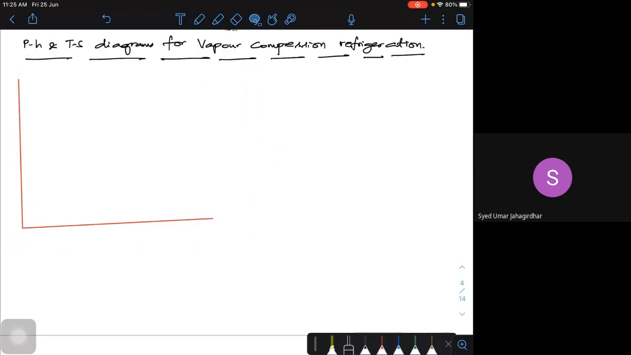Okay, let's have the pressure on the y-axis and enthalpy on the x-axis. This is what it is. And here I do have a dome. The dome will be something like this, because I am trying to deal with some kind of a refrigerant, which is also a substance. There is a phase change.